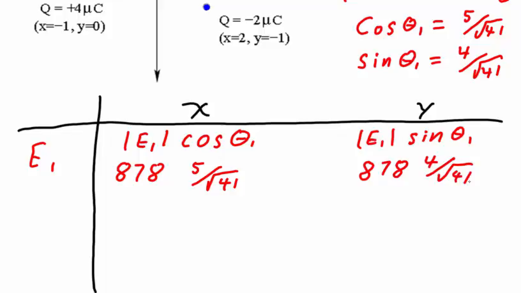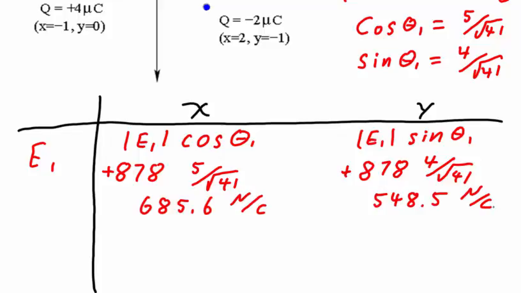Please note that because the vector E1 points to the right and up, both the x component and the y component are positive. If we complete the calculation, we get the following two values: positive 685.6 newtons per coulomb and positive 548.5 newtons per coulomb.